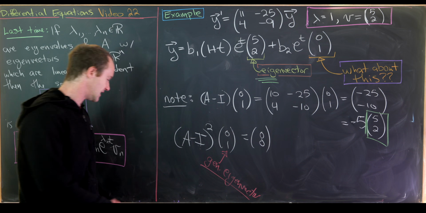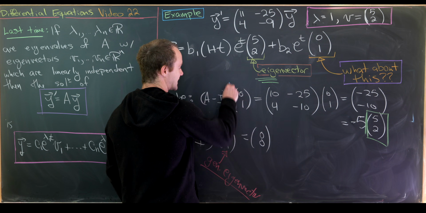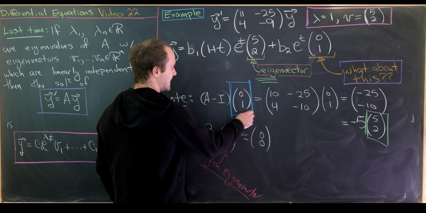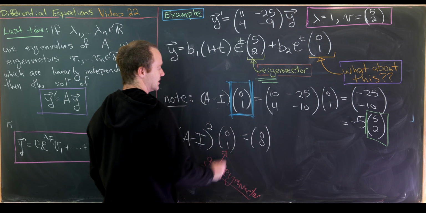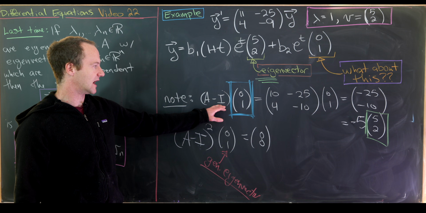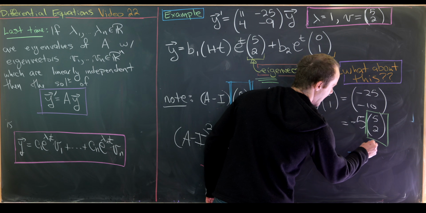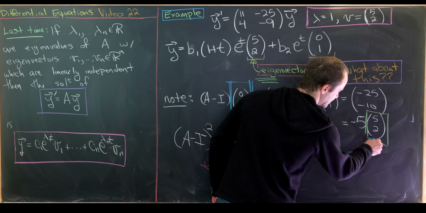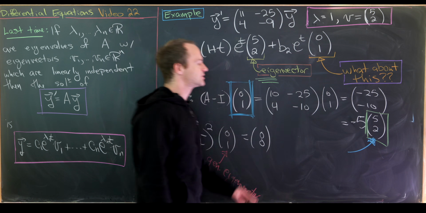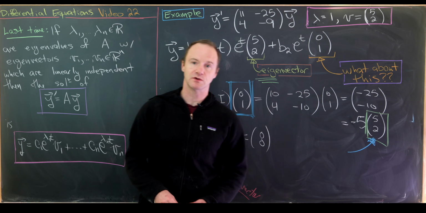The important thing here is that this extra vector satisfies this relationship: when we multiply it by this A minus I, which really is A minus lambda times I, but lambda is 1 in this case, we get a multiple of our eigenvector. Okay, so now that being said, let's summarize all of this over here and we'll do an example.